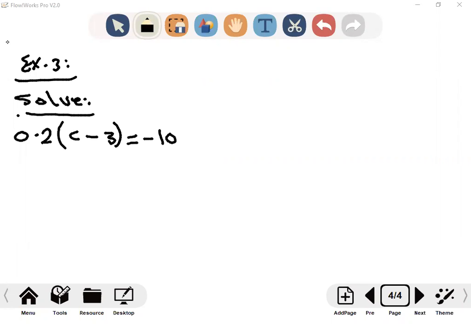Now let's distribute the 0.2, right? 0.2 for C.